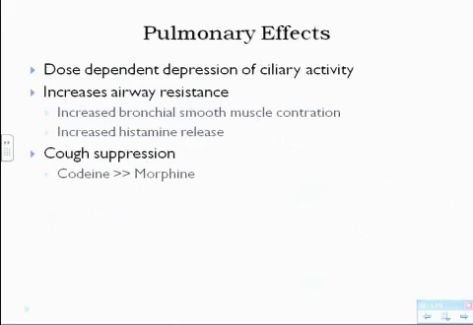Pulmonary effects include a dose-dependent depression of ciliary activity. It also increases airway resistance by causing bronchial smooth muscle contraction and an increase in histamine release. Most narcotics are suppressors of cough, codeine being much more effective than morphine, and that's what it's used for most.